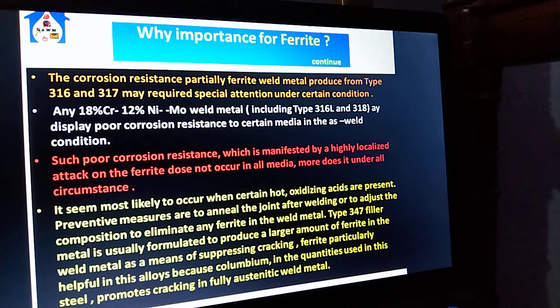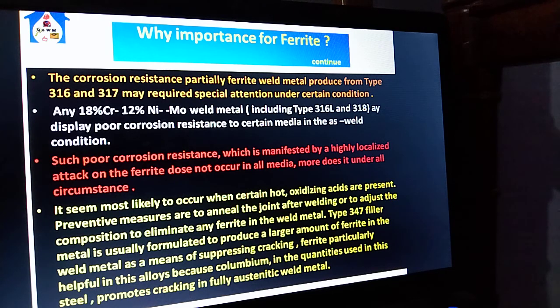Such poor corrosion resistance, which is manifest by highly localized attack on the ferrite, does not occur in all media, nor does it occur under all circumstances. It seems most likely to occur when certain hot oxidizing acids are present. Preventive measures are to anneal the joint after welding or adjust the composition to eliminate any ferrite in the weld metal.